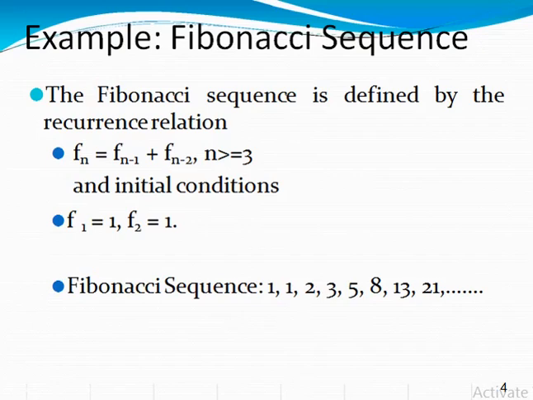The next one is the Fibonacci sequence. That is the best example of a recurrence relation. The Fibonacci sequence is defined by the recurrence relation, for the function F of n, F of n is equal to F of n minus 1 plus F of n minus 2 for all n greater than or equal to 3, with the initial conditions F1 is equal to 1 and F2 is equal to 1. The Fibonacci sequence is like 1, 1, 2, 3, 5, 8, 13, 21 and so on, up to n.